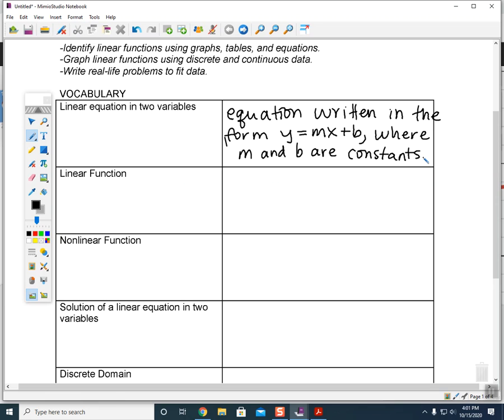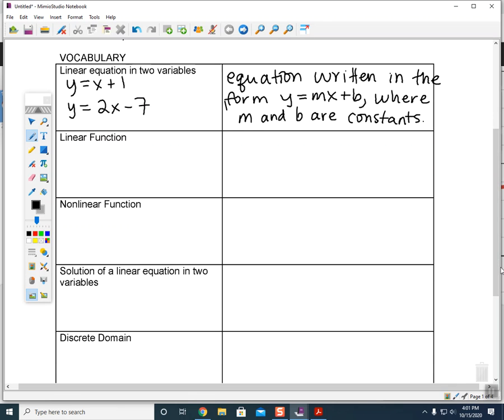The word constant, if I say that m and b are constants, what I'm talking about is that it's just a number. So in equations we have constants and we have variables. Our variables are what change, they vary, right? Our constants stay the same, they're just numbers. So it's an equation written in the form y equals mx plus b, where m and b are numbers. So we've seen this before, right? This would just be like y equals x plus 1, or y equals 2x minus 7. It's just a linear equation that is written in this form. That's all that is.